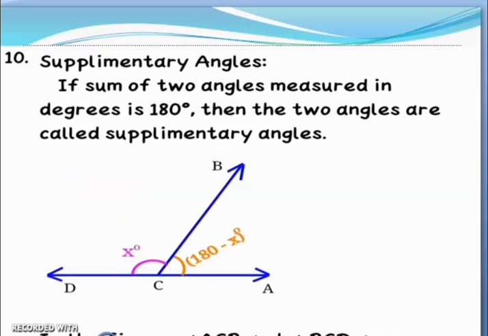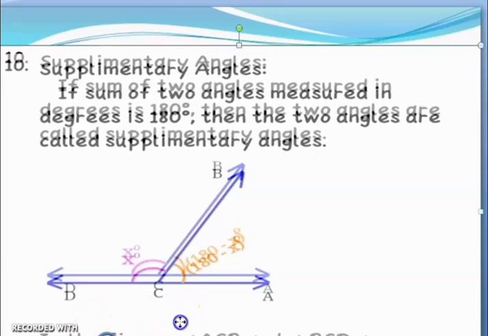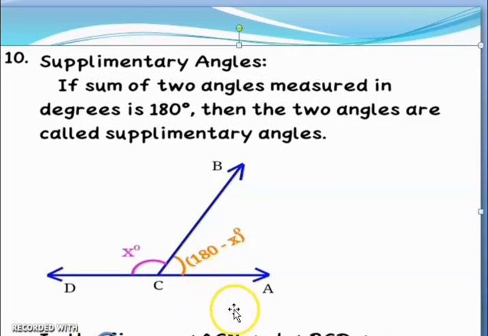After complementary angles, we should know supplementary angles. When two angles measure up to 180 degrees, or we can say when the measure of two angles is 180 degrees, these angles are said to be supplementary. Here in the figure, angle ACB and angle BCD are supplementary. That is, this angle and this angle, the measure of these two angles should be 180 degrees.